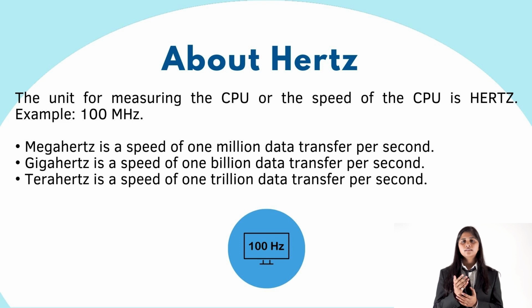Now let's see something about these megahertz, gigahertz and terahertz. Megahertz is the speed of 1 million data transfers per second. Then gigahertz is a speed of 1 billion data transfers per second. Now terahertz is a speed of 1 trillion data transfers per second.